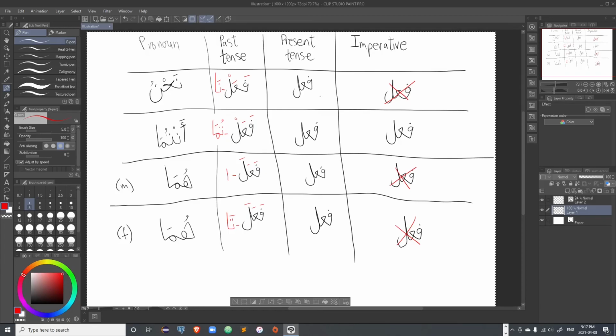For the present tense, نحن, the same as the singular أنا, it will be a prefix, but instead of alif, it will be a noon. نفعل. نحن نفعل or نفعل. I'll leave it open. And I will color this darker so that it is one dot. نحن, actually, let me rewrite it for clarity. نحن نفعل. أنتما.